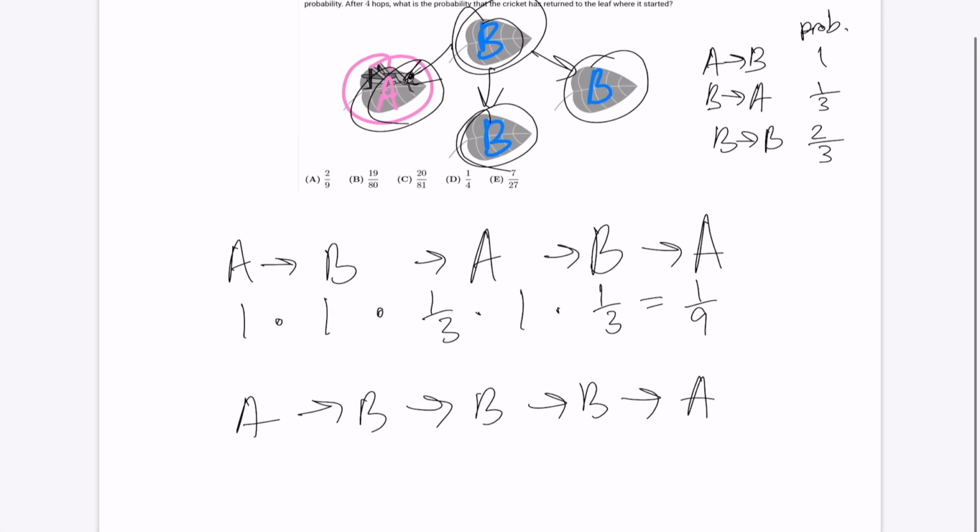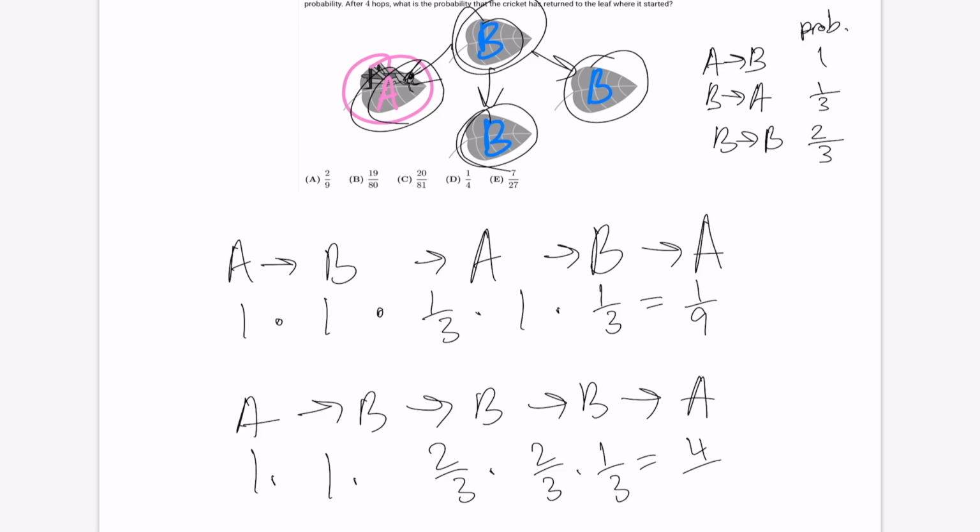Then the second case down here, we start with A, probability of 1 from going from A to B, B to B has a 2/3 probability, B to B has a 2/3 probability, B to A has a 1/3 probability, so this case has probability of 4/27, making a common denominator up here, 3/27. We can add these 2 cases together and get the final answer of 7/27, which is E.